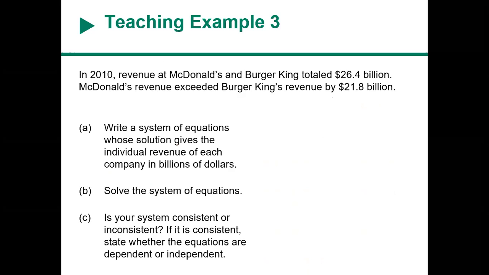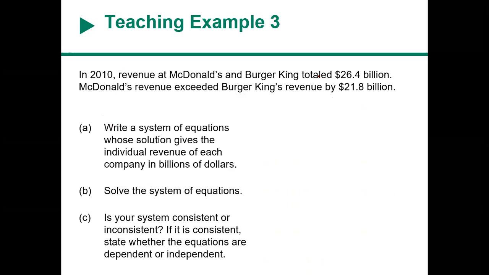Next, here is just a word problem. So setting it up and then solving it. We have in 2010, revenue at McDonald's and Burger King totaled $26.4 billion. McDonald's revenue exceeded Burger King's revenue by $21.8 billion. Okay, so write a system of equations that gives the individual revenue of each company in billions of dollars.